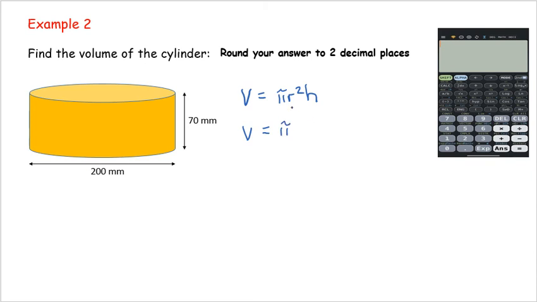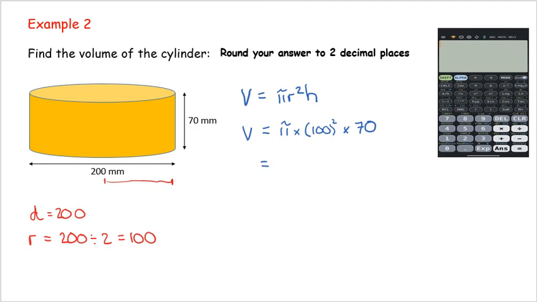When I'm dealing with the radius, however, the radius is only half the distance across the cylinder. So it should be from here to the edge. Now, we've been given the full distance, so this is the diameter we're given. To get the radius, we divide that by 2. So 200 divided by 2, which is 100. So I'm going to input 100 squared. You don't need the brackets here really. Multiplied by 70.